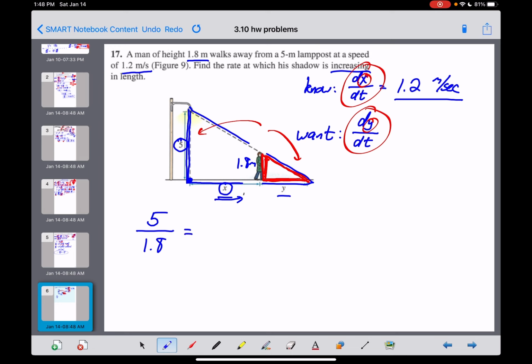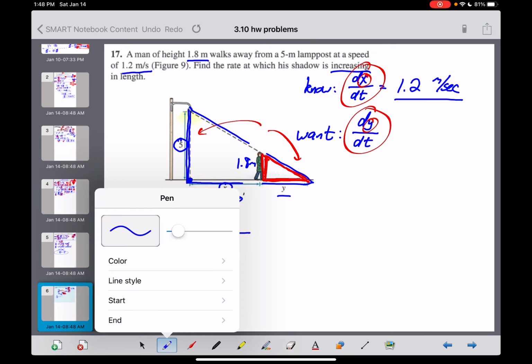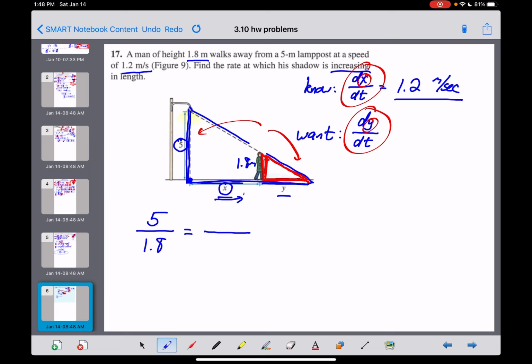Now that ratio right there, left side to left side, is going to equal the ratio of, let's go with the bottom sides. How long is the entire bottom side of the blue triangle? It's x and y put together. So x plus y is the length of the entire bottom side of the blue triangle. How long is the bottom side of the red triangle? That's going to be y all by itself.